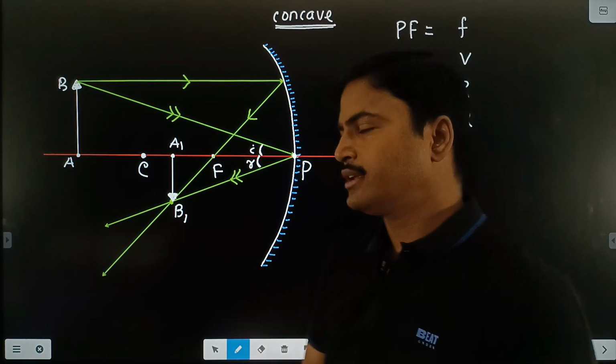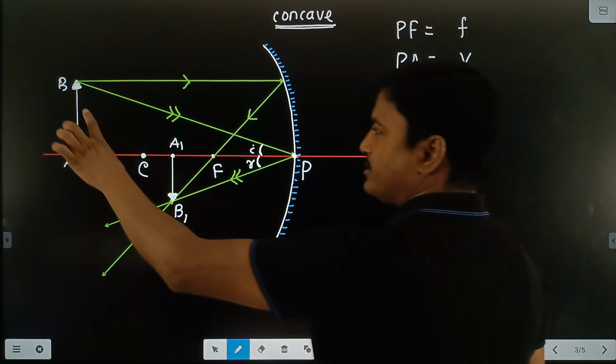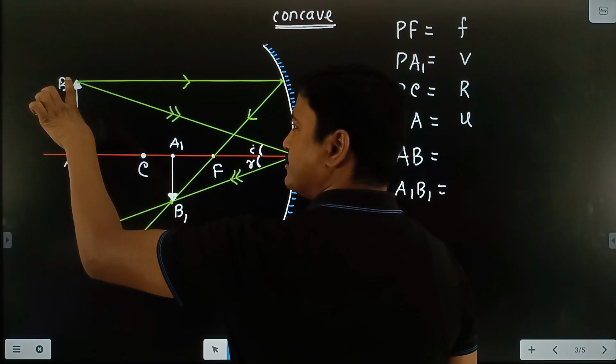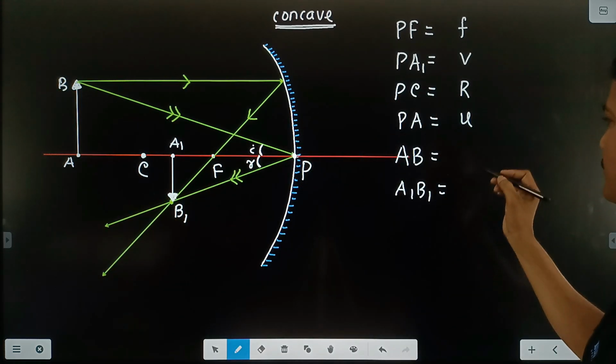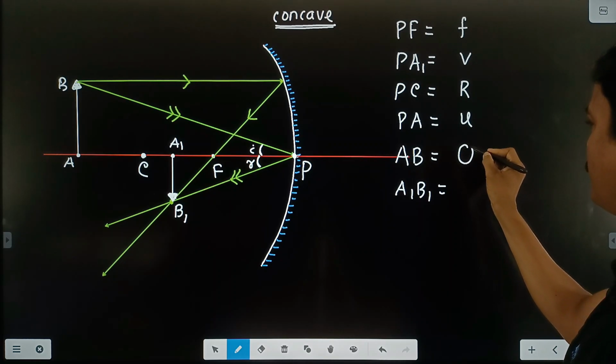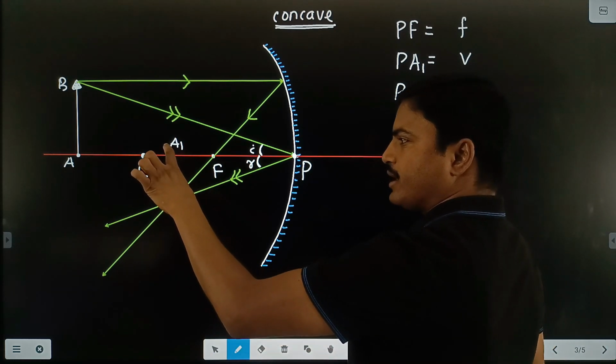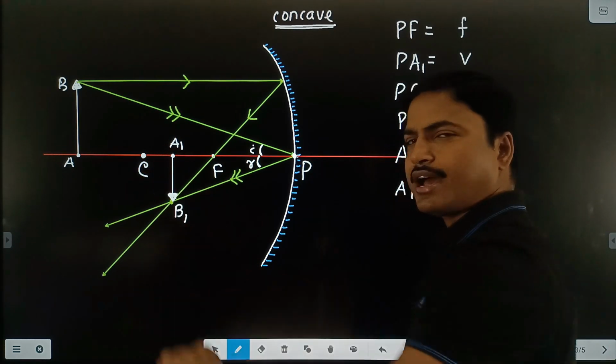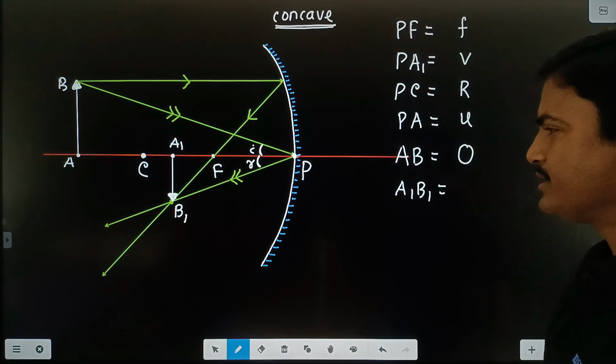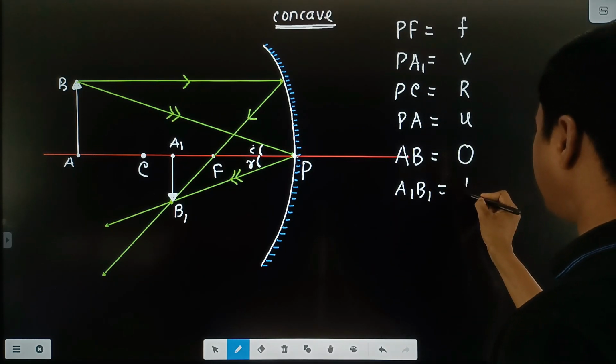Clear? Similarly, AB is the height of the object or size of the object. For height or size of the object, we write capital O. A1B1 is the height of the image or size of the image. For size of the image, we write I.